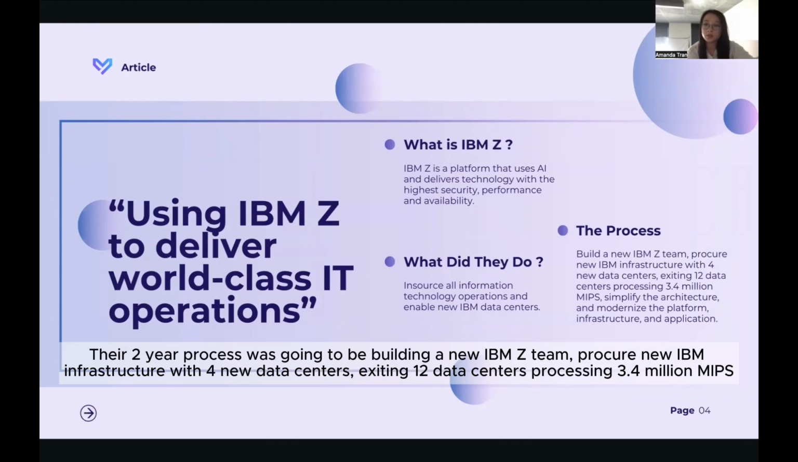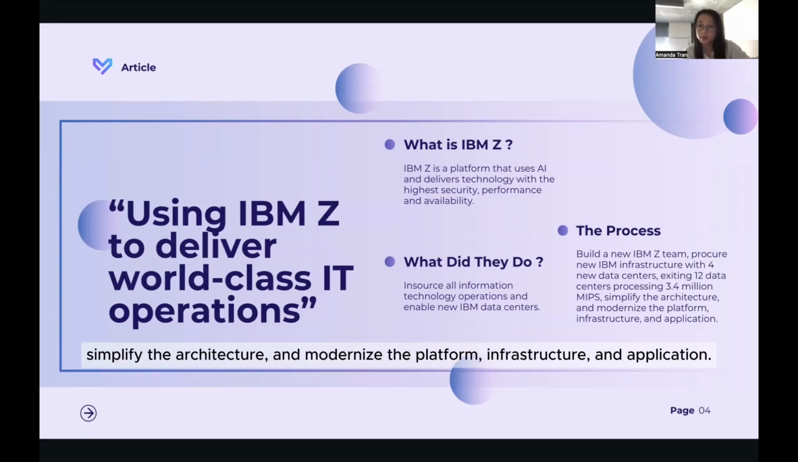Their 2-year process was going to be building a new IBM-Z team, procuring new IBM infrastructure with 4 new data centers, exiting 12 data centers, processing 3.4 million MIPS, simplifying the architecture, and modernizing the platform, infrastructure, and application.